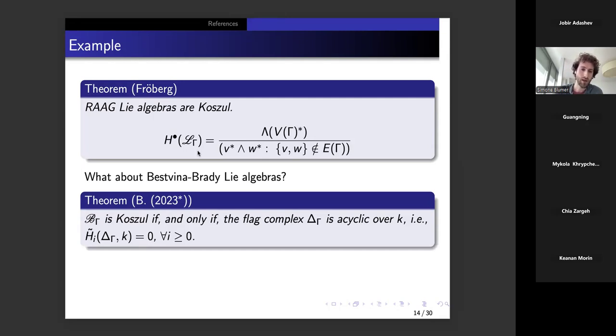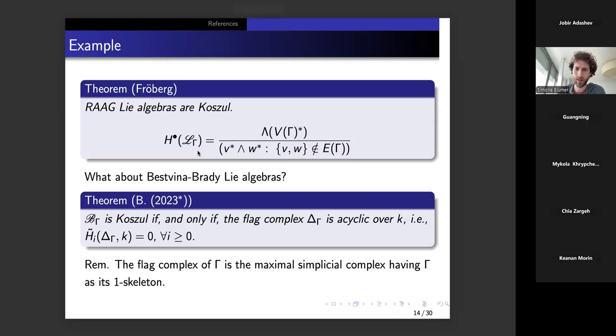So I could prove that a Bestvina-Brady Lie algebra is Koszul if and only if the flag complex on the graph is acyclic over the field. I recall that the flag complex on a graph is the maximal simplicial complex having the graph as its one-skeleton. So you have a graph, and anytime you see a triangle, you fill it with a simplex. Anytime you see a tetrahedron, you fill it with a three-simplex, and so on.